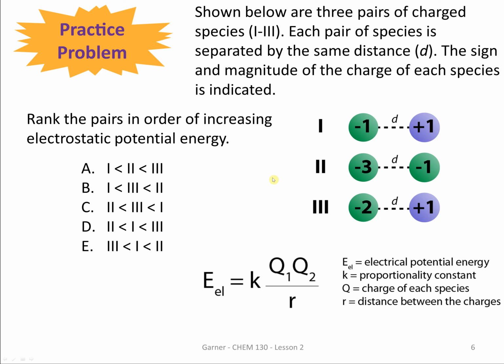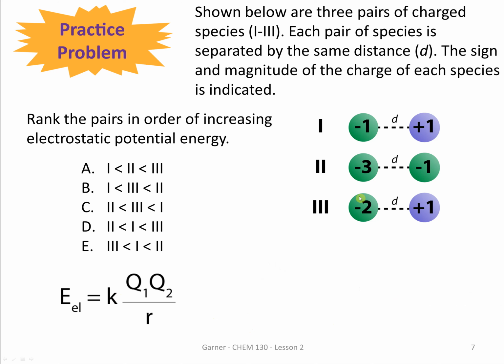All right, and they want us to rank these pairs in order of increasing electrostatic potential energy, so lowest energy to highest energy. They also give us Coulomb's law down here so that we can work out what those values of potential energy might be. I'm just going to move this over to the side here so that we have a little bit of room to work these out. What I'm going to do is plug in these values of charge as best I can into this equation and see if I can compare these potential energy values that I get out.